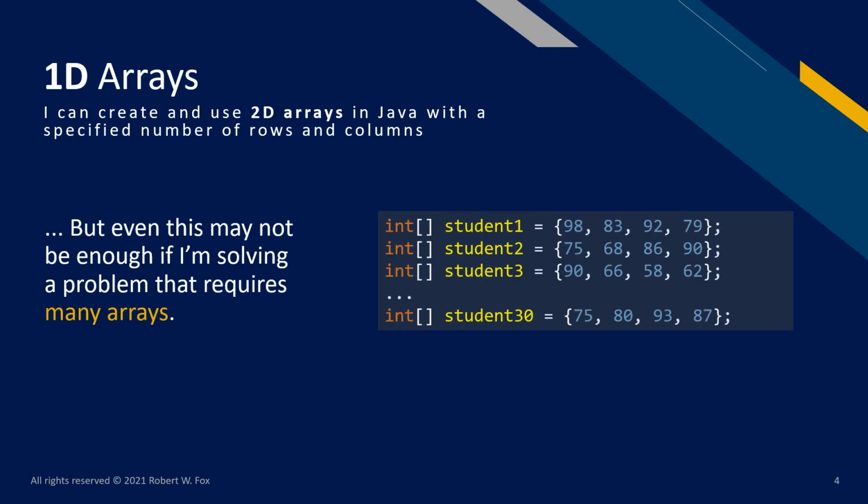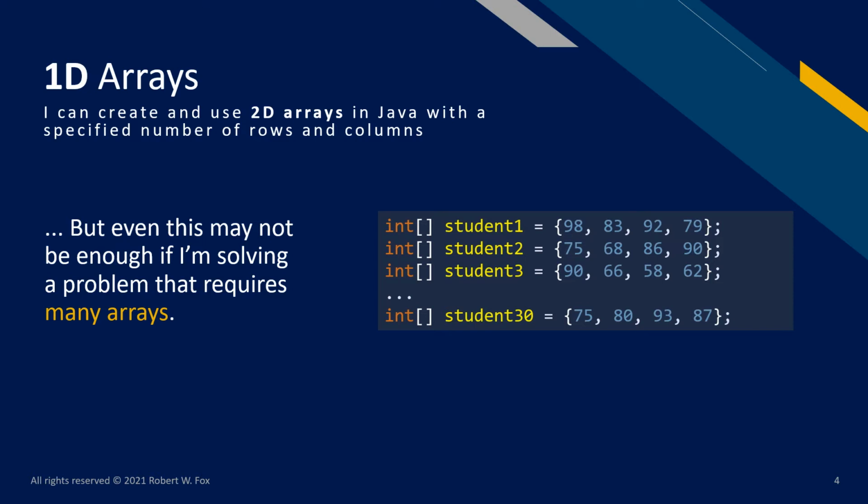But it turns out that if I have a lot of data, using a regular array or arrays might not even be enough. Let's take a look at the example on the right. This represents a grade book of students. Let's pretend that I have 30 students. You can see them, student 1, 2, 3, all the way to 30. And for each student, we're going to keep track of 4 exam grades. For example, student 1 has scored 98, 83, 92, and 79. And my code needs to keep track of and hold all of those scores.